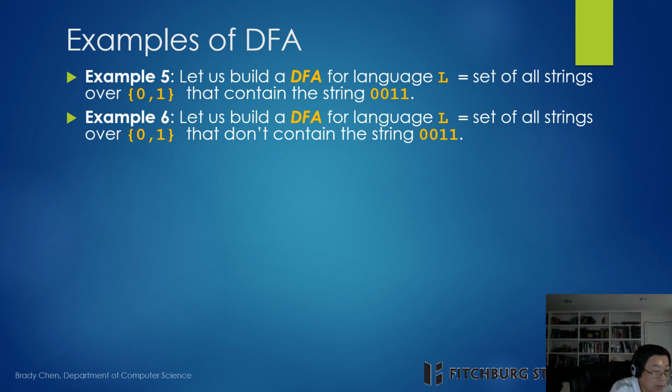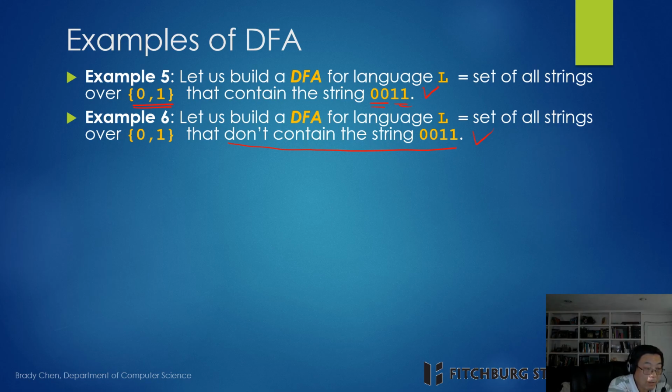So let's build a DFA for the language L, which is a set of strings over 0, 1 that contains the string 0, 0, 1, 1. And the next one is just the opposite. We build the deterministic finite automata for language L, which is a set of strings over 0, 1 that do not contain the string 0, 0, 1, 1. The first one says which contains 0, 0, 1, 1. The next one says don't contain 0, 0, 1, 1.